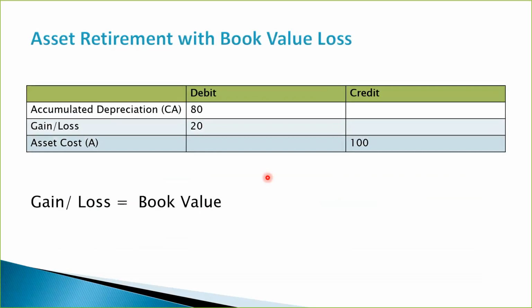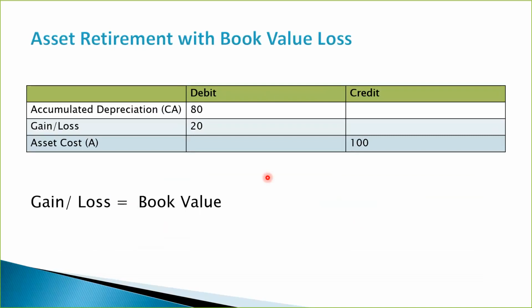We can have retirement happening with what we call book value loss. And what that means is that the asset has not been fully depreciated when it's being retired. So for example, let's say your vehicle is stolen before it has been retired and you don't recover it.